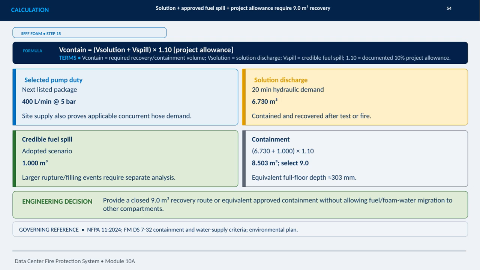So the design decision is to select a 9.0 cubic meter recovery capacity. This is also equivalent to an approximately 303 mm depth if spread across the full floor area. The key requirement is not simply storage volume. The recovery route must be closed, or provide equivalent approved containment, and must prevent fuel or foam water from migrating into other compartments. Larger rupture or filling events are outside this adopted scenario and require separate analysis. The decision is governed by NFPA 11:2024, FMDS 7-32 containment and water supply criteria, and the environmental plan.